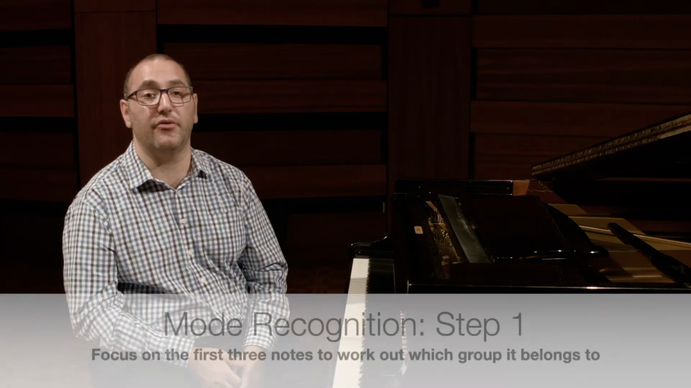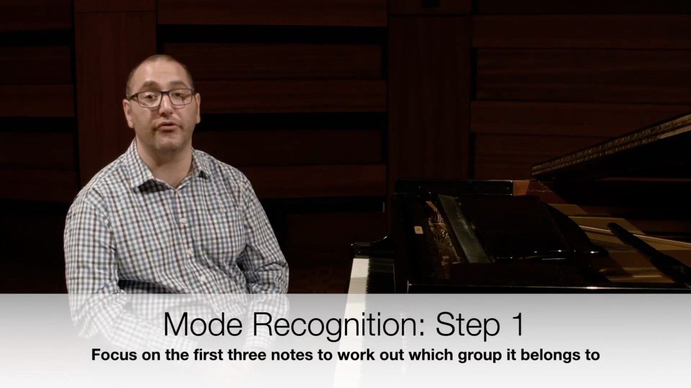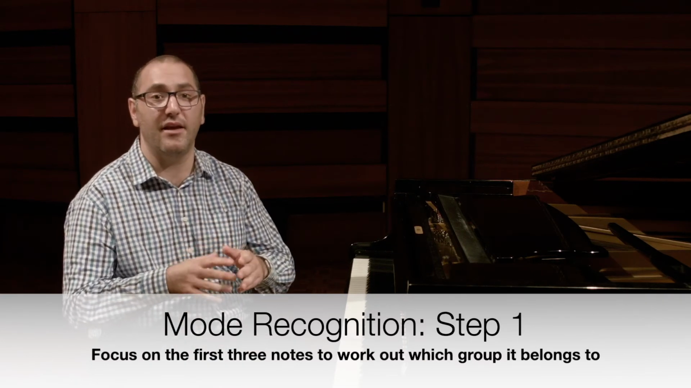So, let's put all of this together now. When a mode is played, firstly, try to listen to the first 3 notes to work out which group the mode belongs to. Once you know that, if it's group 1, listen to notes 4 and 7. If it's group 2, listen to note 6. And if it's group 3, listen to note number 5.